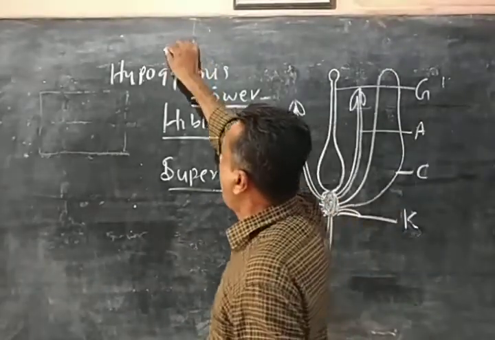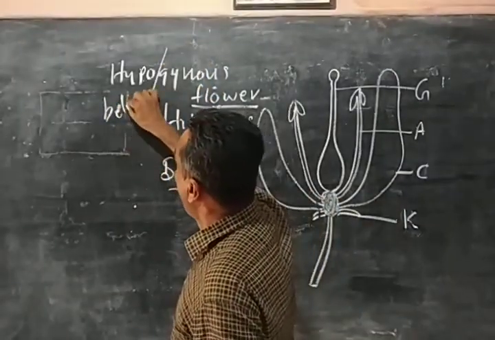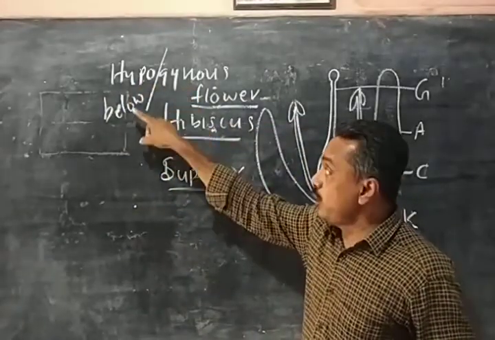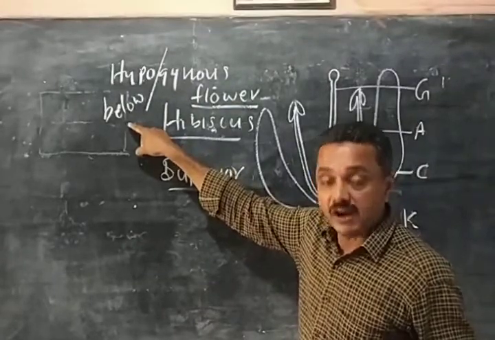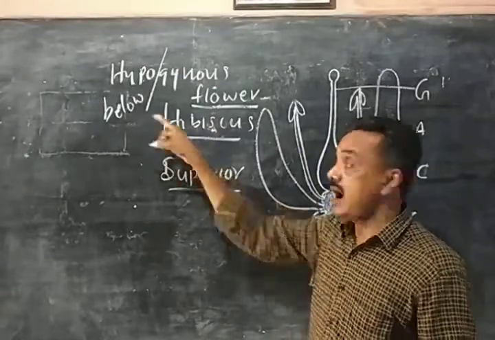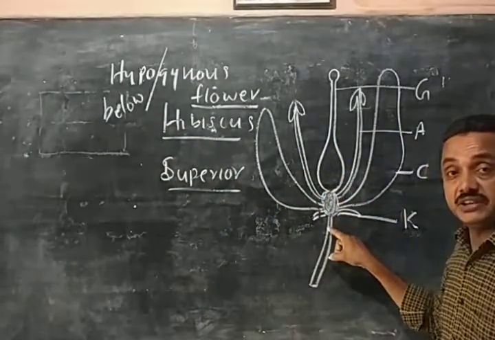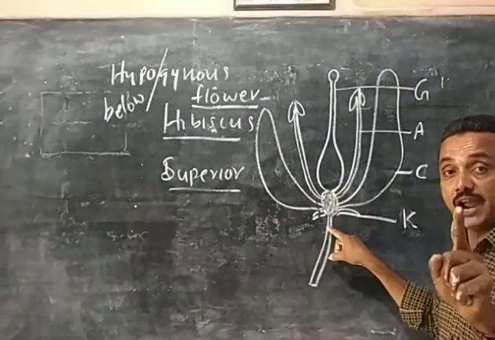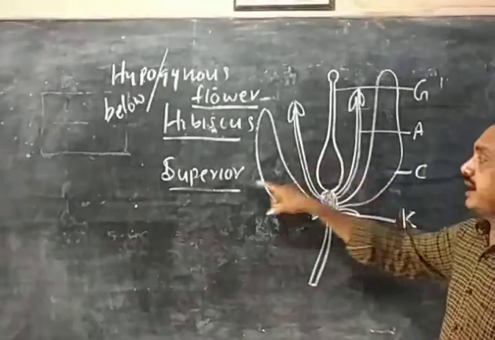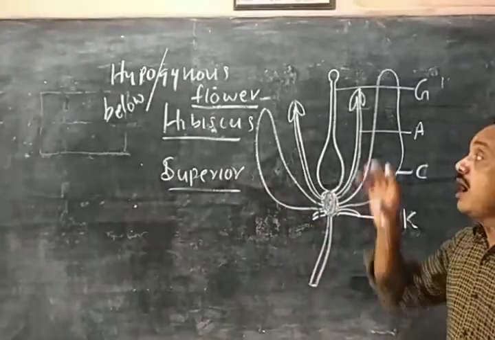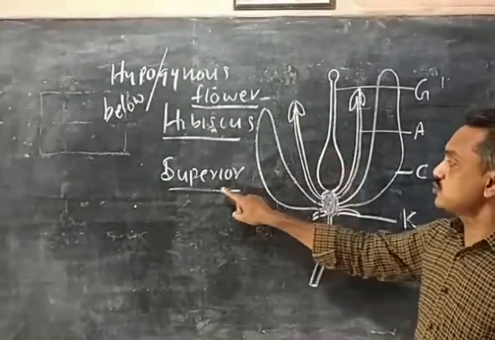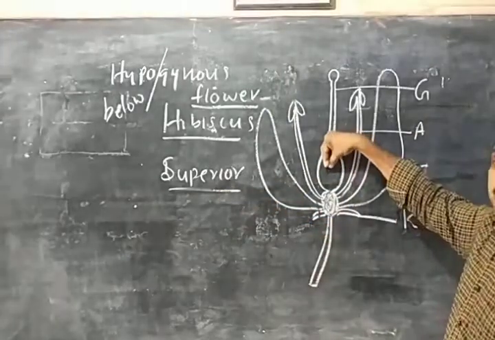What do you mean by hypo? Hypo means below. Hypogynous means below gynoecium. What is below gynoecium? Other parts are below gynoecium. Such flowers are called hypogynous. So, who is above? Gynoecium is above, gynoecium is superior. So, flowers are called hypogynous flowers. The ovary is called superior. The ovary occupies the highest position.